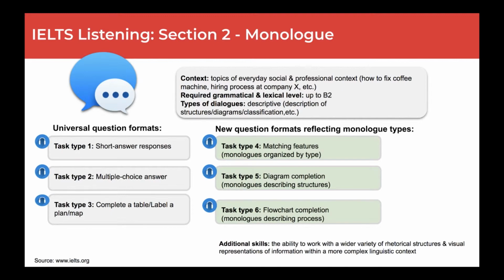In addition to the skills that we have seen in section 1 and which are still required here, section 2 would be a bit more advanced on the lexical resource level, as well as the structures would be a bit more advanced as well, and you have to be able to work with a wider variety of graphic information that is used for questions to be able to predict and focus your listening skills.